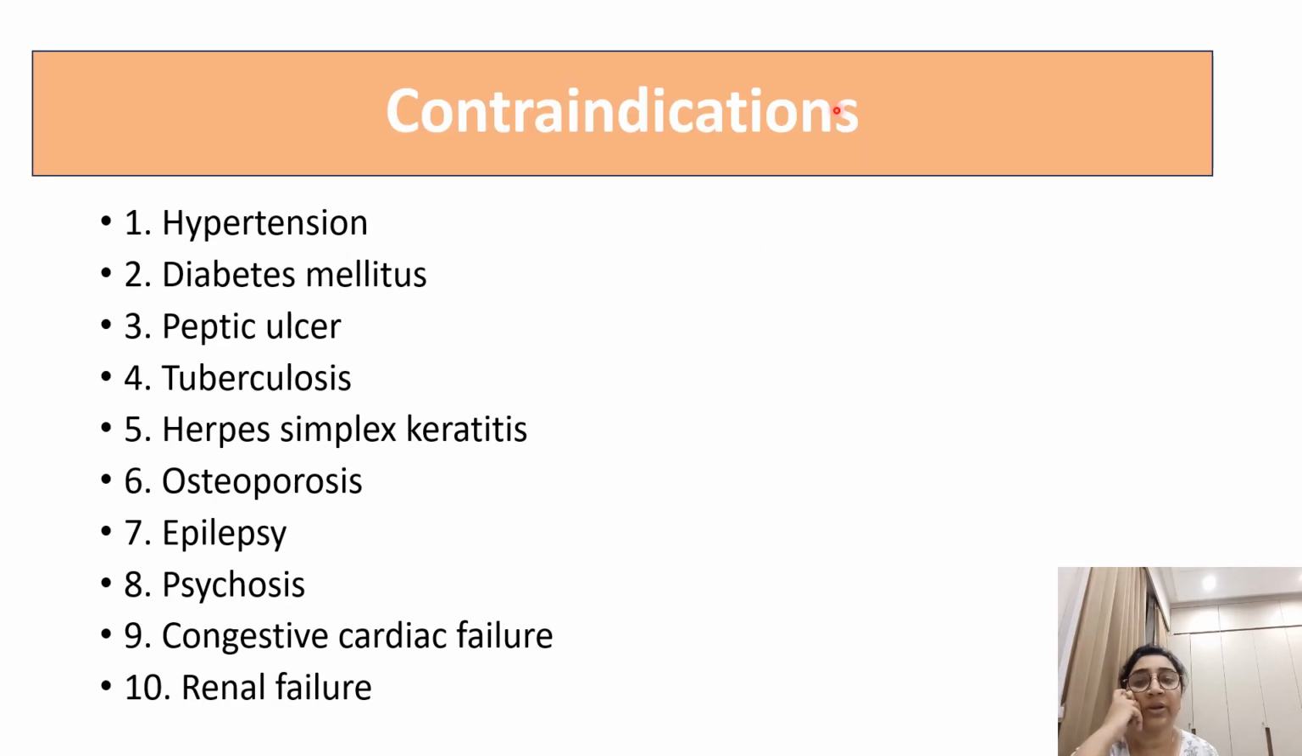Glucocorticoids are contraindicated in the following conditions: hypertension, diabetes, peptic ulcer, tuberculosis, herpes simplex keratitis, osteoporosis, epilepsy, psychosis, congestive cardiac failure, and renal disease. In all these diseases, corticosteroids are contraindicated.